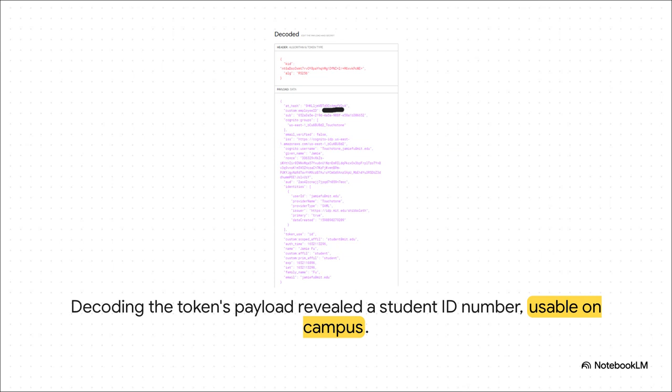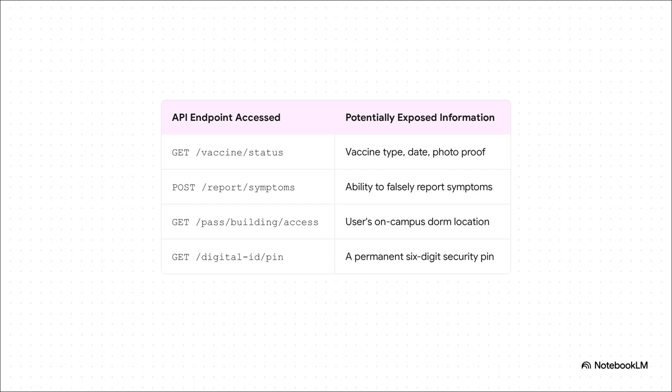I mean, look at this. They didn't need any elite hacking skills. They just used a free online tool to decode it. And right there, plain as day, was the student's unique ID number, labeled Custom Employee ID. Now, at a place like MIT, that ID number is powerful. It can get you into dining halls, let you check out library books. It's a big deal. And with that one stolen token, an attacker basically had the keys to the kingdom.